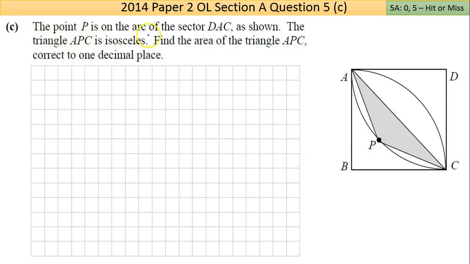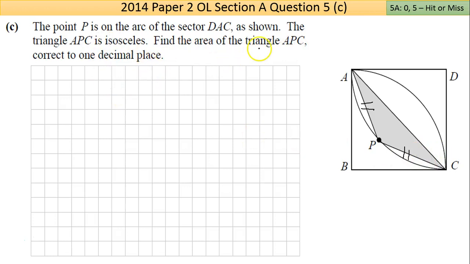The point P is on the arc of the sector DAC shown. So you have your arc here, and your point P on it. The triangle APC, the shaded triangle here, is isosceles. That means that this length here and this length here are equal. We won't need it, but that would also mean the angles here and here are equal. Find the area of the triangle APC, correct to 1 decimal place.